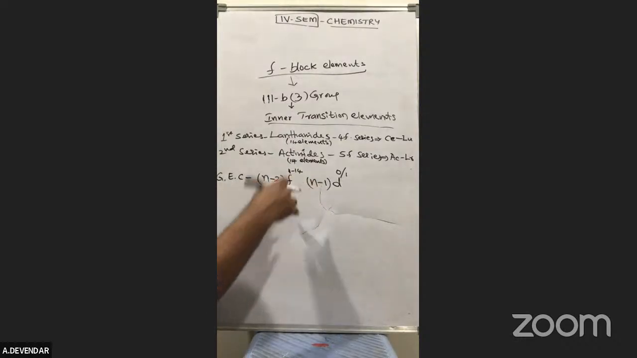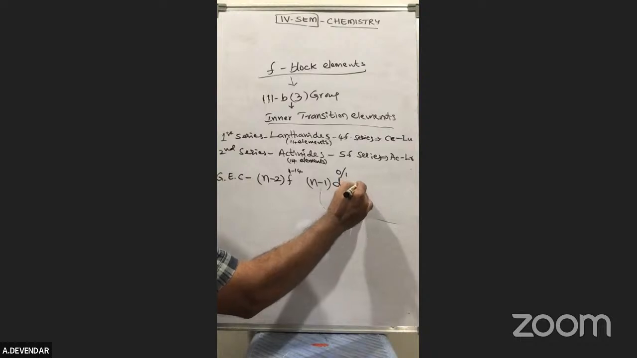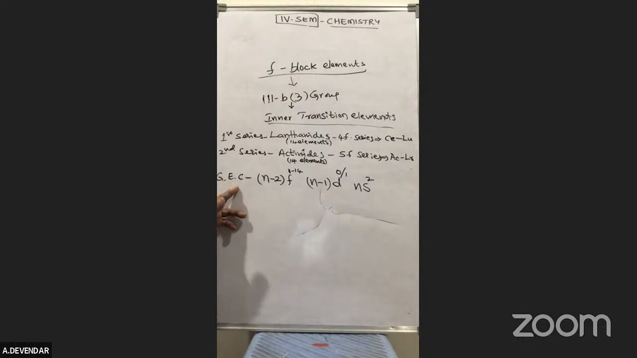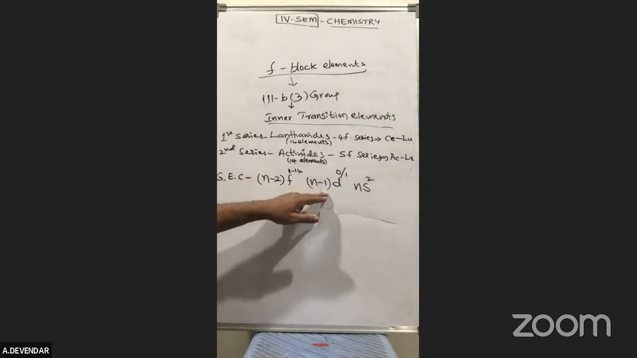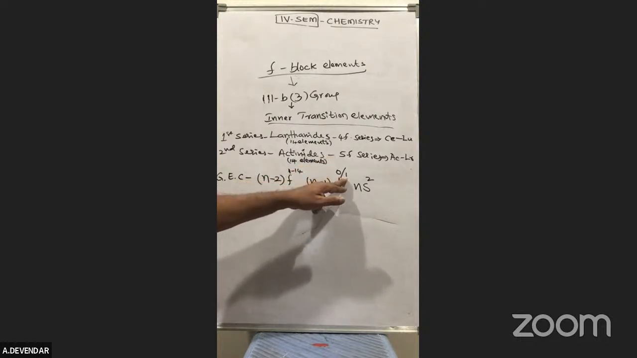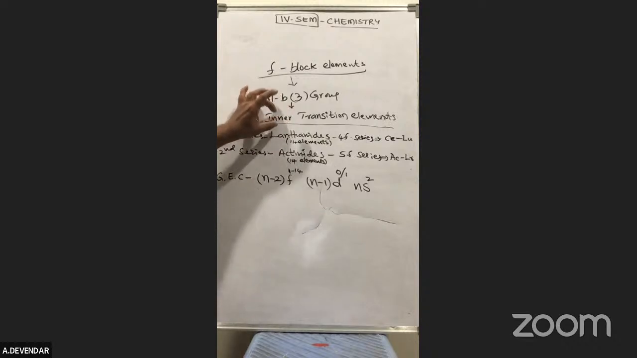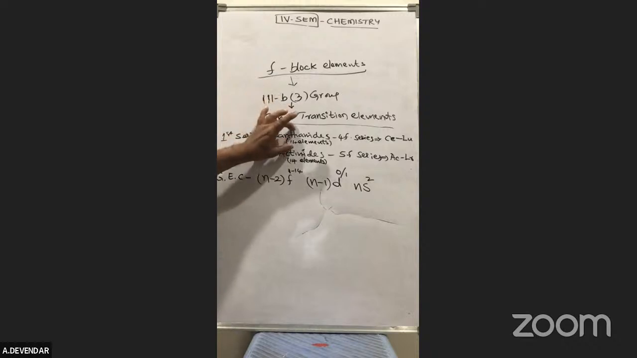Penultimate, anti-penultimate. The last outermost shell is nothing but ns2, the s orbital. So this is the general electronic configuration of f block elements: (n-2)f 1 to 14, (n-1)d 0 or 1, ns2. This is the general electronic configuration of inner transition elements, either a 4f series or a 5f series. So this is called inner transition.